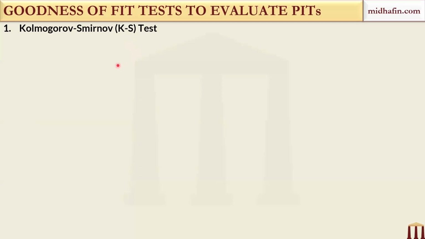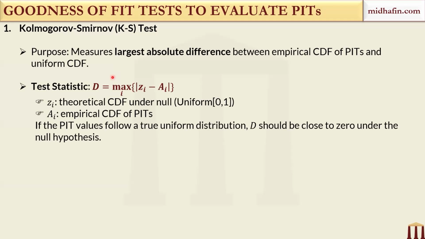So as we have seen before, we want our PIT values to look like they are drawn from a uniform distribution between 0 and 1. So the KS test checks exactly that. It compares the empirical CDF of our PIT values to the expected CDF under uniformity. So how does it do that? What does it actually do? It measures the largest absolute difference between the empirical CDF of the PITs and the uniform CDF.